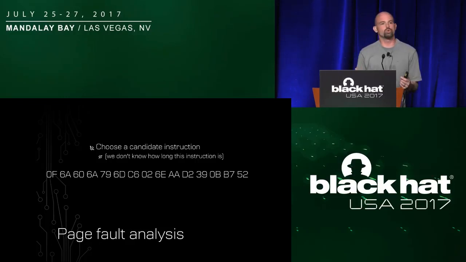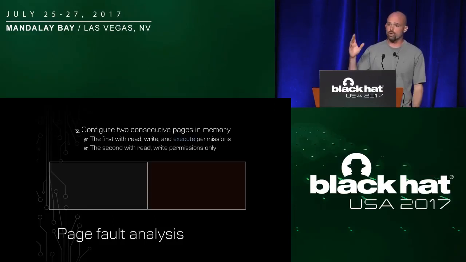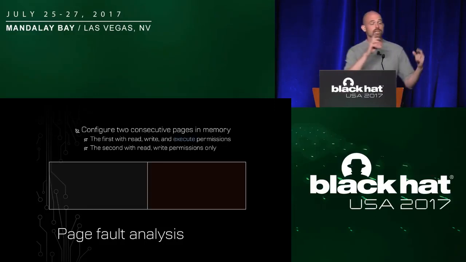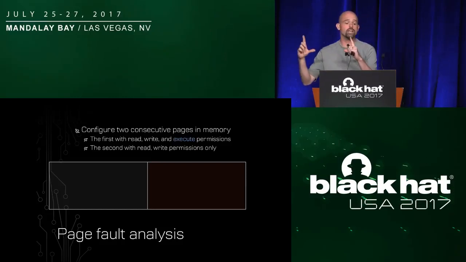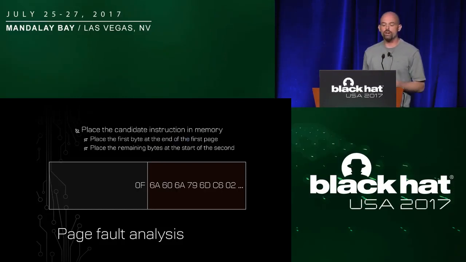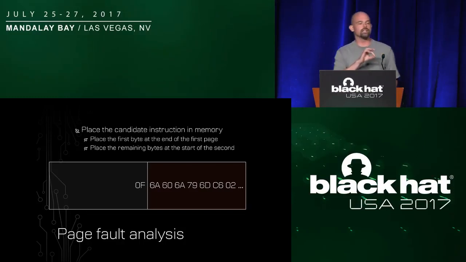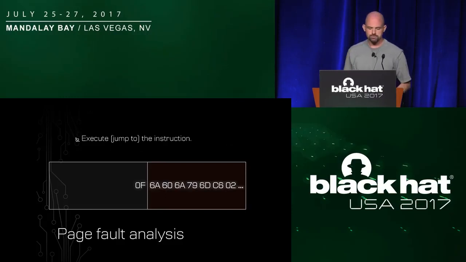Here's how this would work to figure out an instruction length. We're going to start with a candidate instruction. We don't know how long this instruction actually is. We're going to set up 2 pages in memory. The first page is going to have read, write, and execute permissions. The second page is going to have only read and write permissions. We're going to put our instruction into these pages so the first byte of the instruction is on the last byte of the executable page, and the rest of the instruction is on the non-executable page. Then we're going to jump to the instruction to try to execute it.